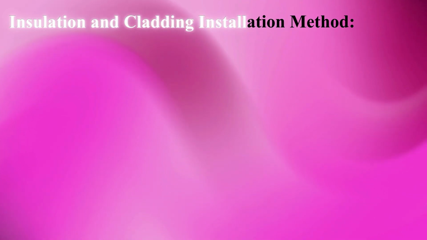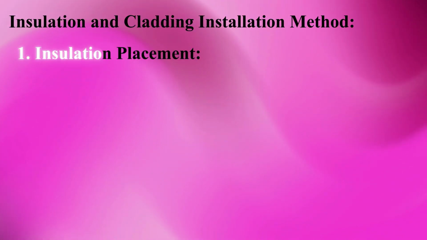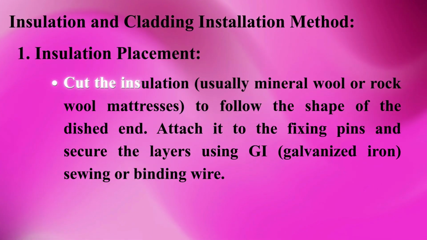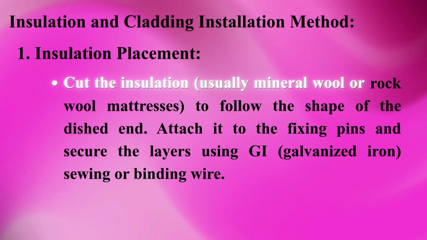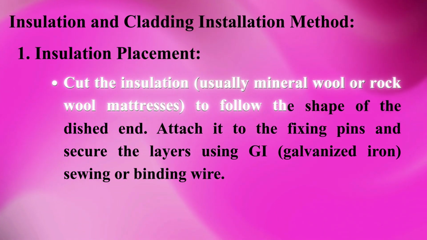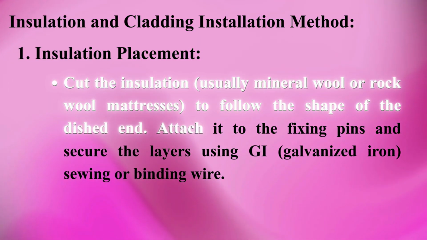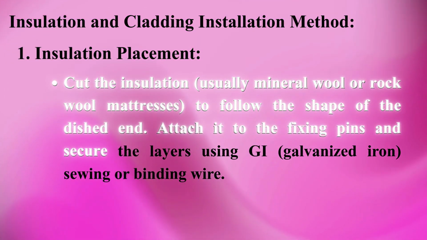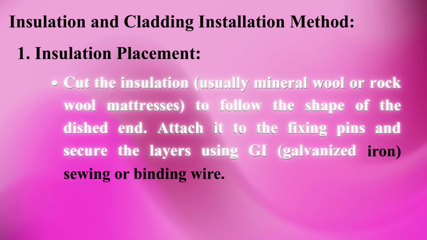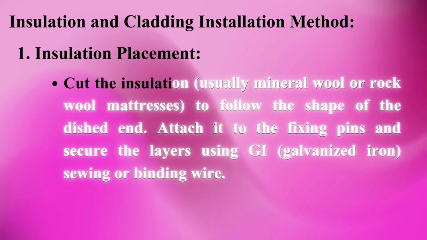Insulation and cladding installation method. 1. Insulation placement. Cut the insulation, usually mineral wool or rock wool mattresses, to follow the shape of the dished end. Attach it to the fixing pins and secure the layers using GI, galvanized iron, sewing or binding wire.